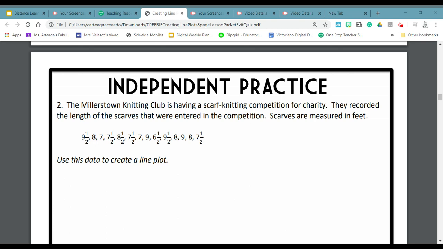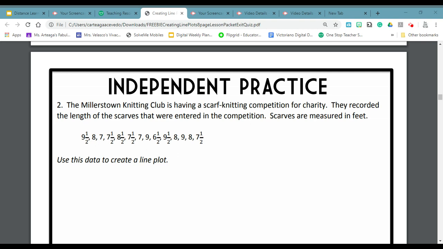Hey guys, so here is another example of another problem where we have to create a line plot. This one says the Millerston Town Knitting Club is having a scarf knitting competition for charity. They recorded the length of the scarves that were entered in the competition. Scarves are measured in feet. So we have all of our data, 9.5, 8, 7, 9, 6.5, all the way, right?